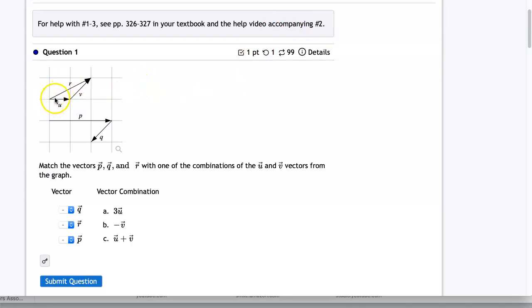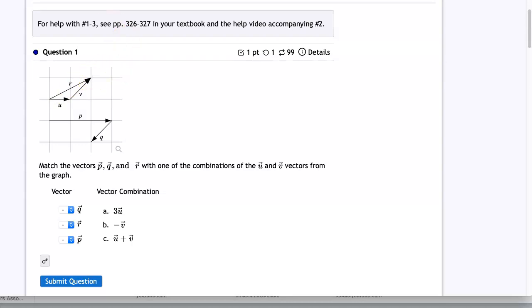Here we have some arrows, and each of these arrows is a vector. A vector has two things. It has magnitude, that is the length of the vector, and it has direction. So the direction of the vector matters very much. What does not matter is where the vector starts or where it ends.